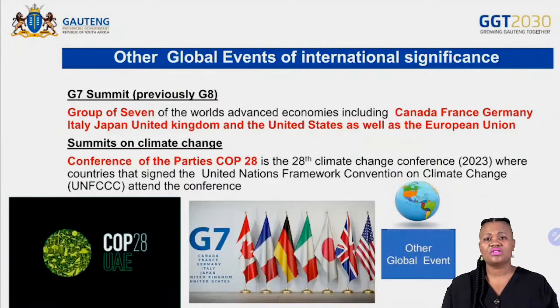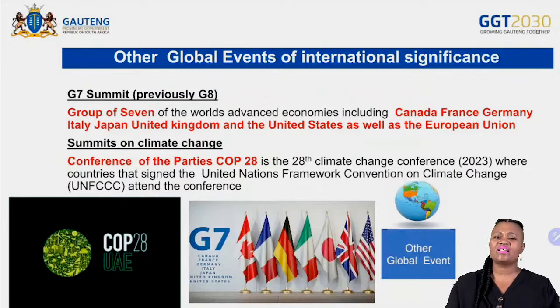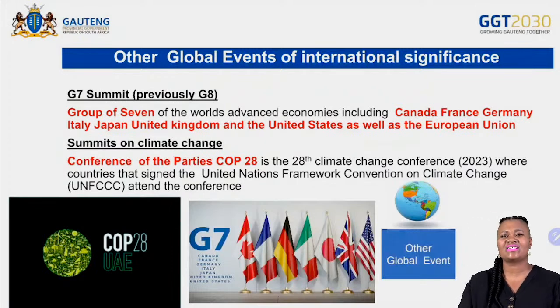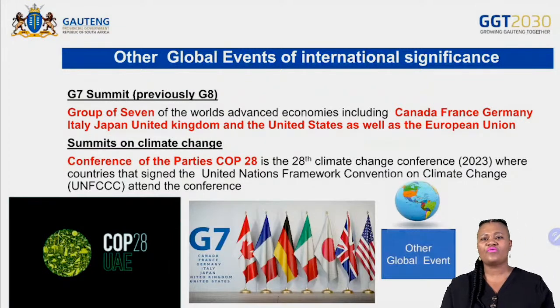Other global events of international significance. Remember, I spoke about global sporting events, but now I'm looking at other global events. So if an event does draw large crowds, media coverage internationally, and multi-country interest, but it does not relate to any sports, we refer to it as an other global event.